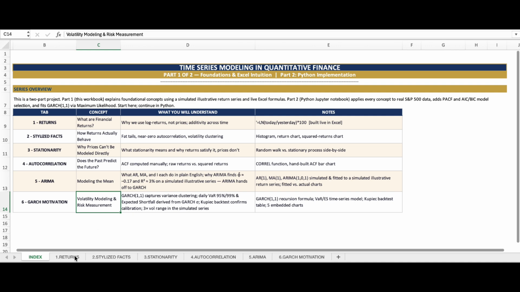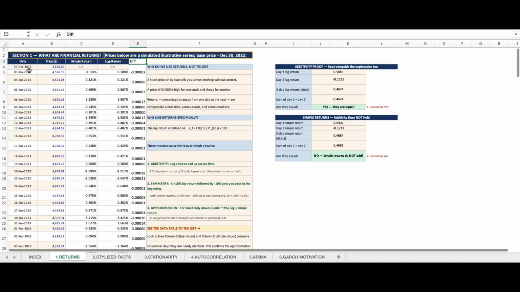Now, one important note before we start is the data in this Excel workbook is a simulated illustrative series. So it is not real historic data from any actual index. And I have done this deliberately. Real data adds noise and distracts from the concepts. And the concepts are what we are here to understand. And the numbers come from a controlled simulation here.